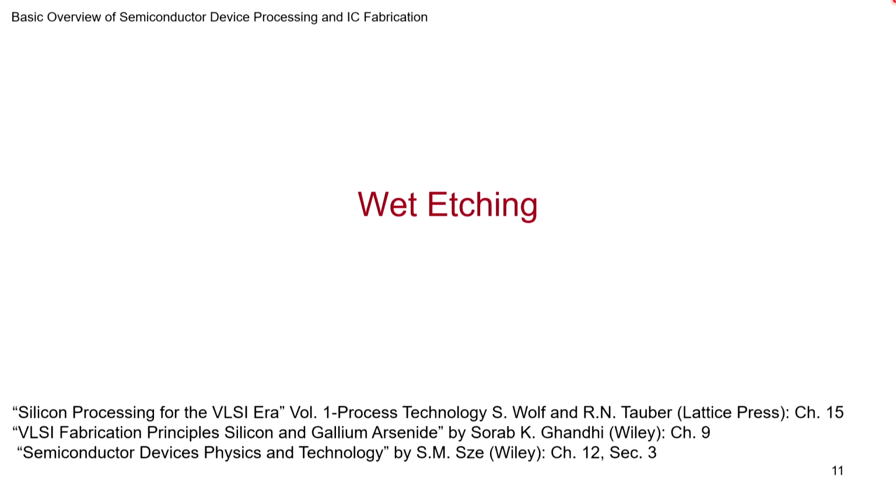So now let's look at wet etching proper. So far we talked about contaminants being removed, but now maybe earlier structures that were put there for some reason have to be removed. So let's look at wet etching. I'm broadly borrowing material from Wolf and Tauber. There are also good discussions in Saurabh Gandhi's book and SMZ's books.